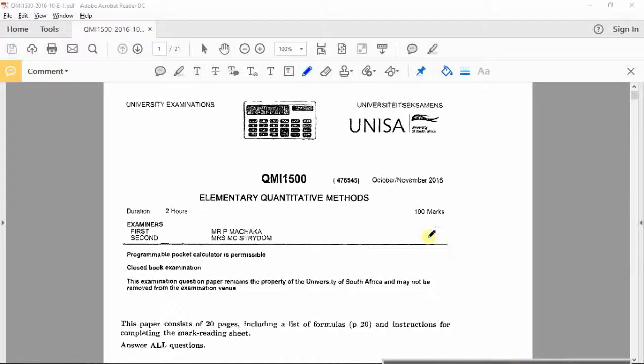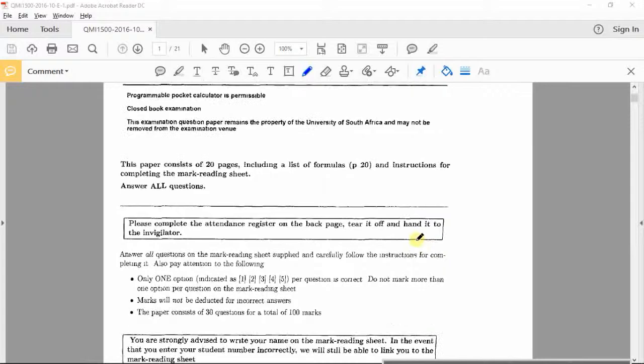Alright, perfect. Let's do another past paper. Let's see how this one goes. QMI 1500, and we've got October, November 2016. It's a 2-hour paper. Remember, good exam technique: find 15 that you can do easily, quickly, without too much hassle.